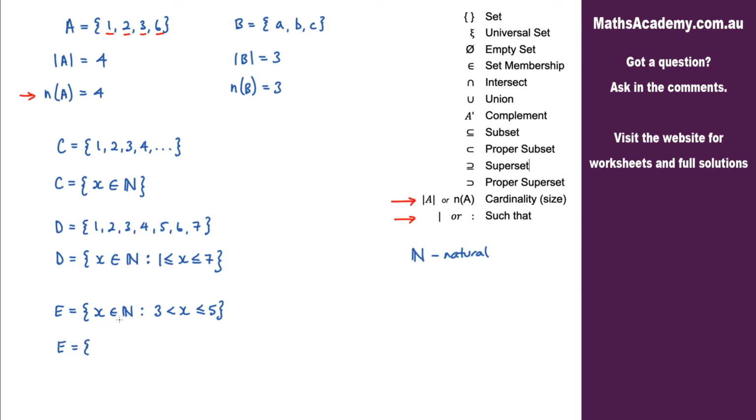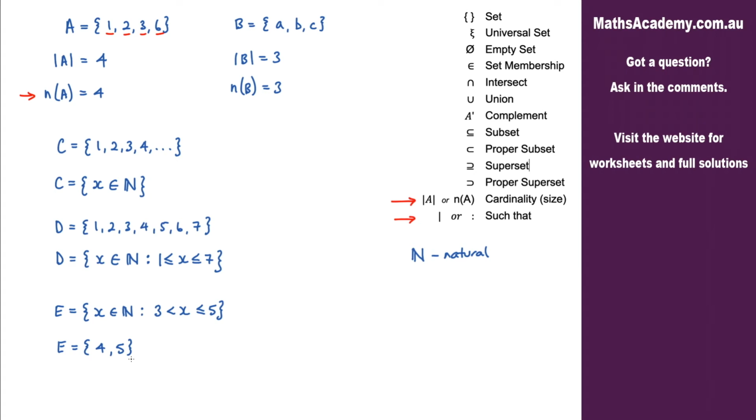Well, we've got the natural or counting numbers 1, 2, 3, 4, 5, but x is strictly greater than 3 and less than or equal to 5. So in other words, we've got the elements 4 and 5 in that set. So that takes care of the natural numbers and a bit of set notation, but there are some other symbols you might come across.